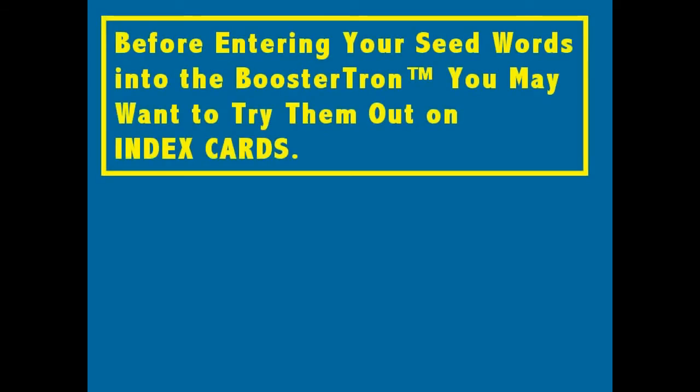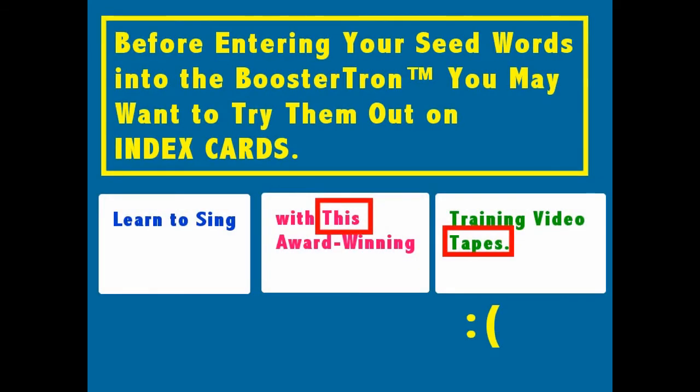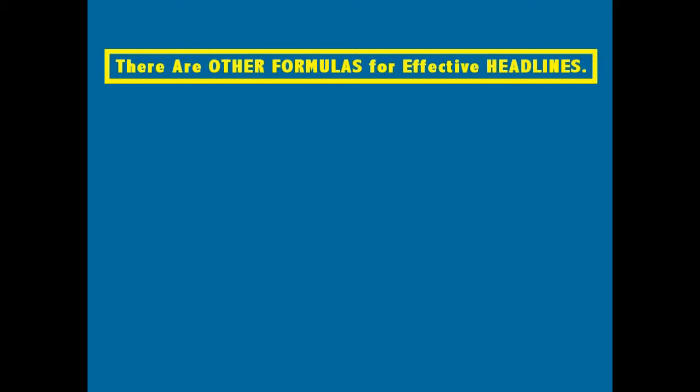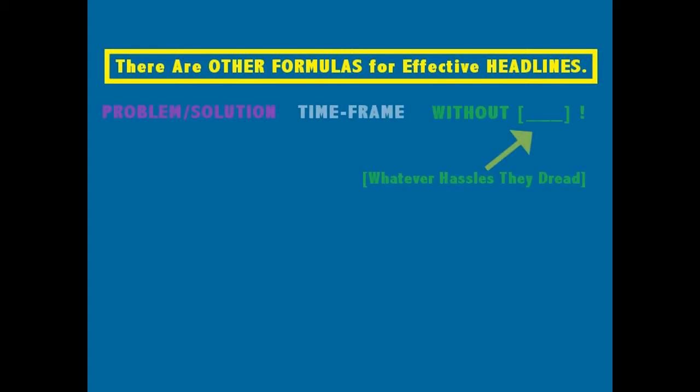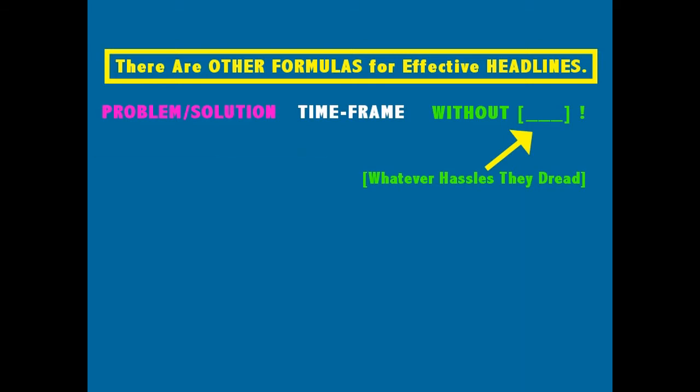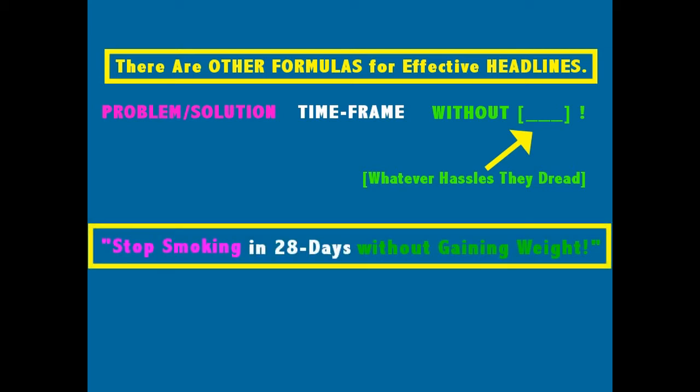To test out some of your seed words, you may want to try them out first with index cards to see if you come up with any awkward sentences. Of course, if you don't like the mirror, magic, and vessel format, you can come up with your own sentence structure. Many internet marketers have created their own formulas for structuring effective headlines, so if you know about those, feel free to chop the formula up into 3 categories so that they fit nicely into the 3 modules of your BoosterTron. This one offers to solve a problem within a specific time frame, but without the hassles they dread. For example, stop smoking in 28 days without gaining weight.